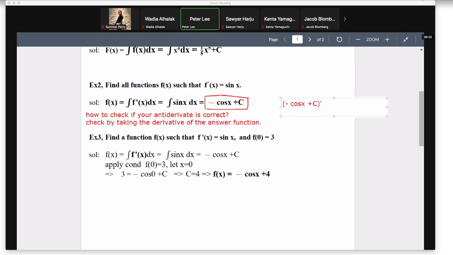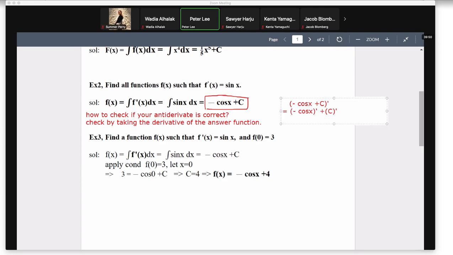So what happens if we take the derivative of that? Let's do that. That will be the derivative of minus cosine x, and then take the derivative of that. Again, this is very simple, so you don't have to write all these steps. I'm writing the check for the first time, so I'm just giving you some details.